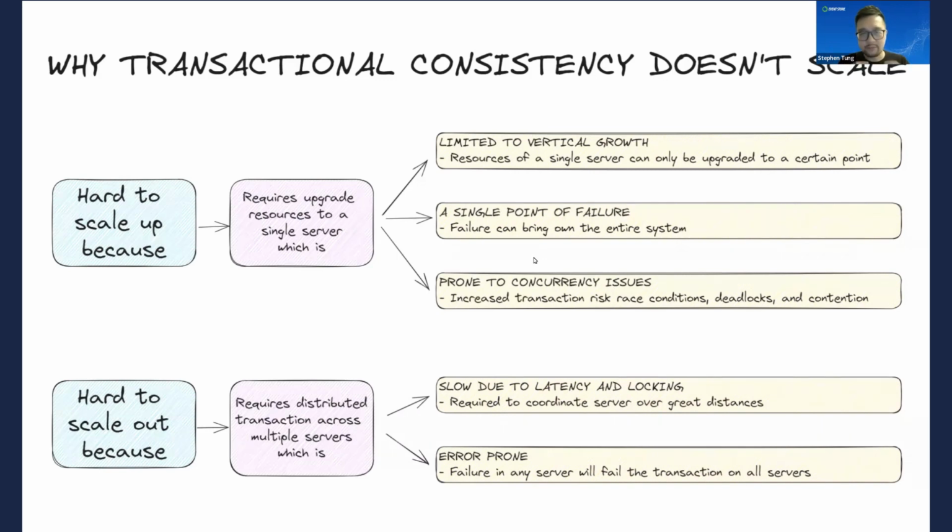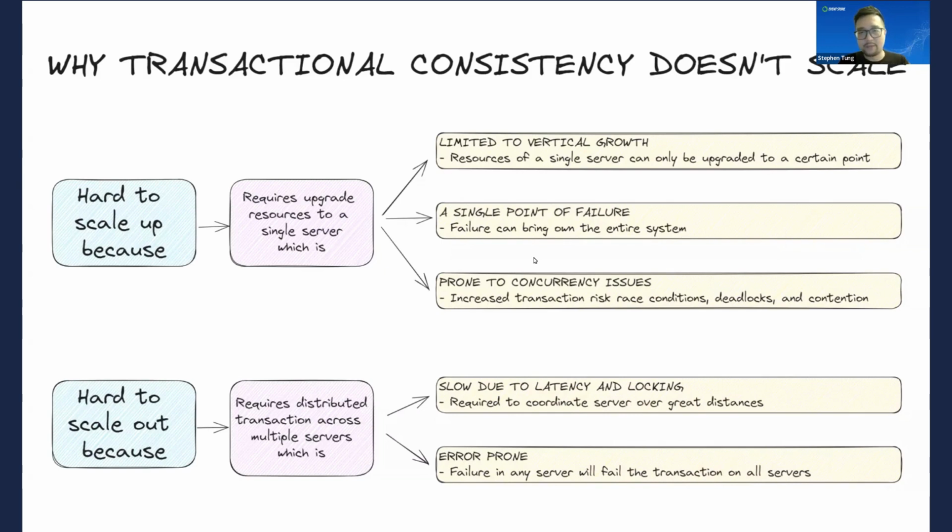And this can only be improved up to a certain point. Secondly, with a single server managing your data, it also means that there is a single point of failure. Since the database is a critical piece of infrastructure, when it fails, the entire system just goes down. And lastly, it is prone to concurrency issues when there is an increased amount of transactions. This can cause race conditions, deadlocks, and other things that massively slow down the database.